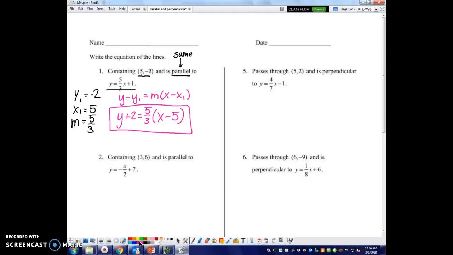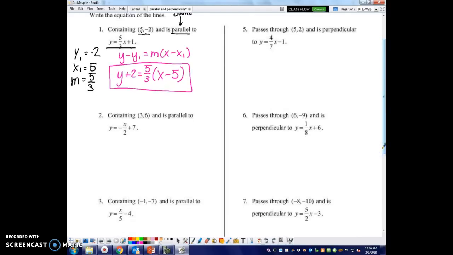So number 2, it says we're going to write the equation containing this point parallel to this equation. Parallel means what about the slope? Means it's the same slope. Okay, so y1 is what? Positive 6. x1 is what? Positive 3. And our slope is going to be what?